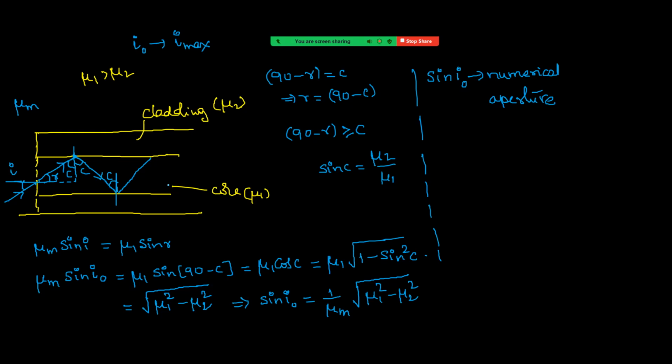Then light travels within the core without any energy loss. So this principle is used to transfer energy from one place to another place. And this is known as numerical aperture. Let us now focus on problems based on this.